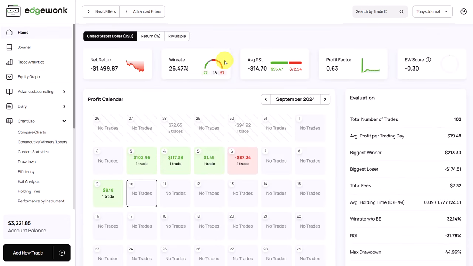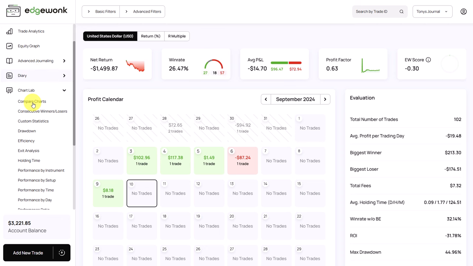The first thing I noticed when I opened his journal is that he has a negative average P&L. And this means that on average he is losing money on every single trade. And we see here that his average winner is just barely larger than his average losing trade. And because his win rate is so low currently, this gives him a negative average P&L.